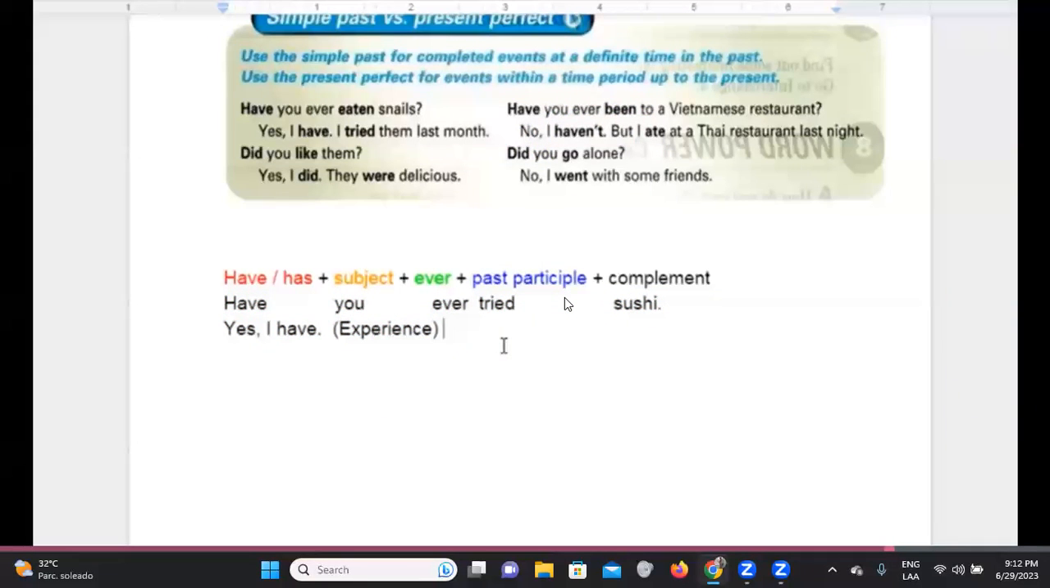Well, have you ever tried sushi? Yes, I have. I ate sushi last month. Oh, really? And then whenever you start talking about that past experience, the next questions that will follow will be in the simple past.